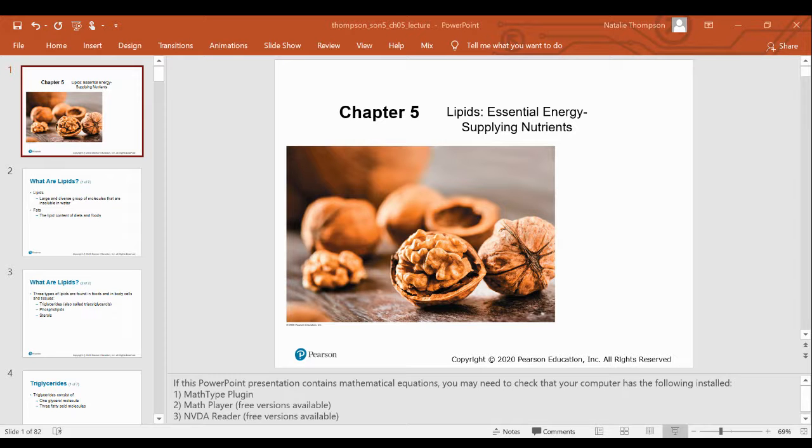Let me see here. So I think I'll pause here. This is probably roughly halfway. So we'll pick up with the roles of fat in part 2 of chapter 5.